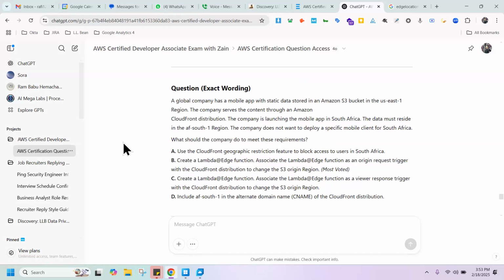Create a Lambda Edge function. Associate the Lambda Edge function as an origin request trigger with the CloudFront distribution to change the S3 origin region.